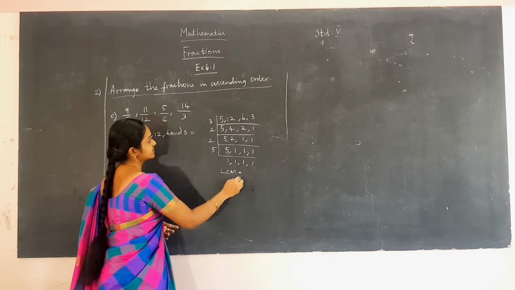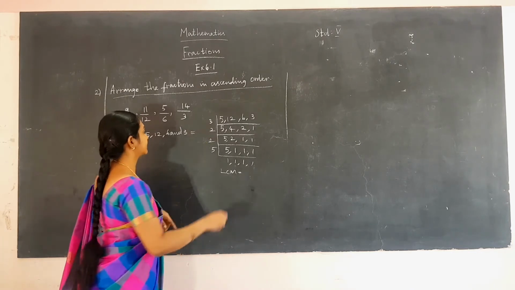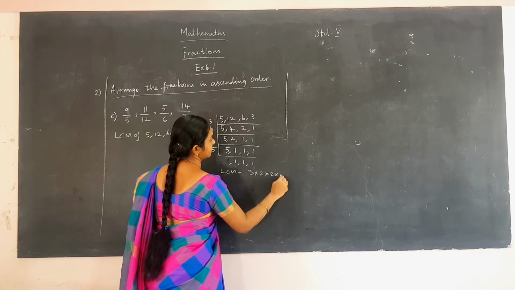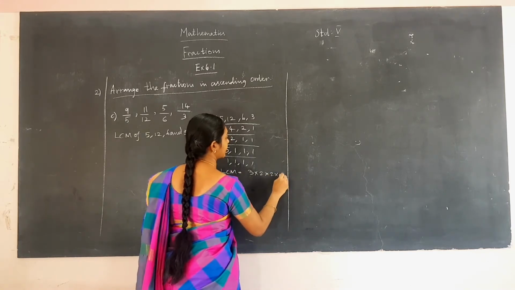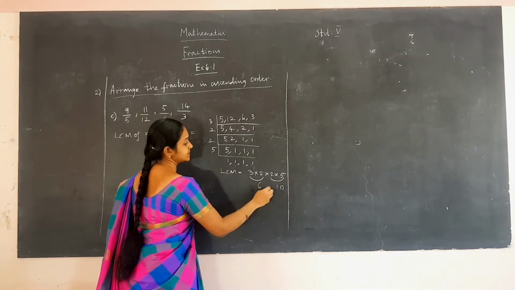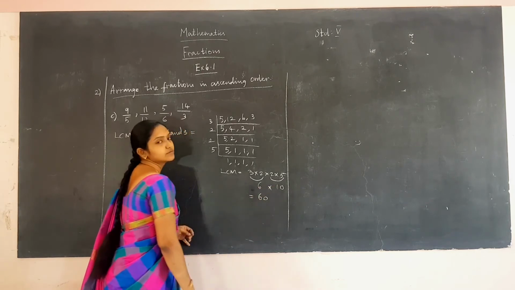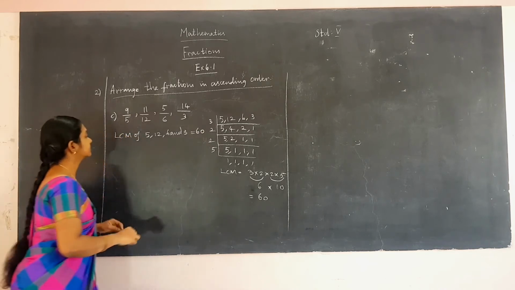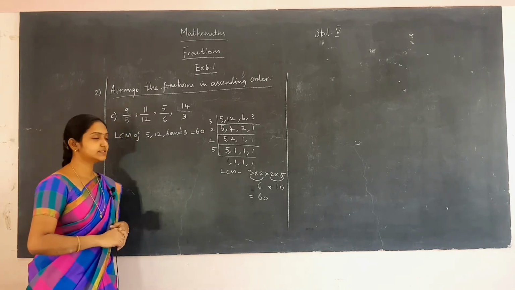So the LCM is 3 into 2 is 6. 5 into 2 is 10. 10 into 6 is 60. So the LCM is 60. We have to convert the denominators into 60.